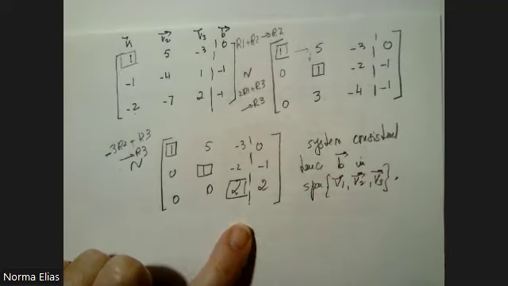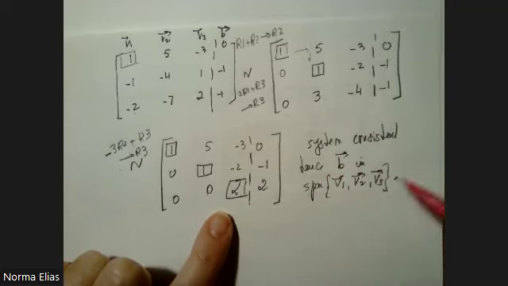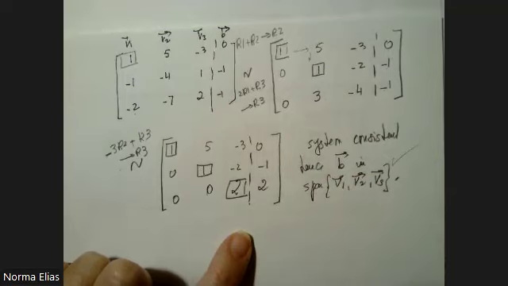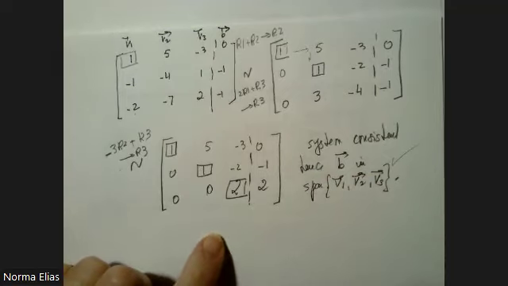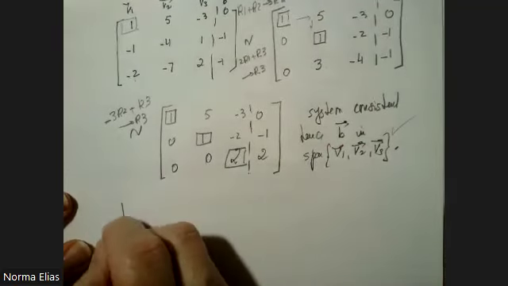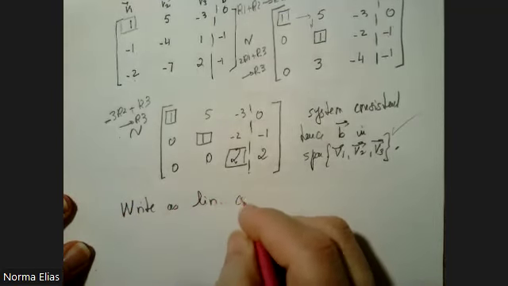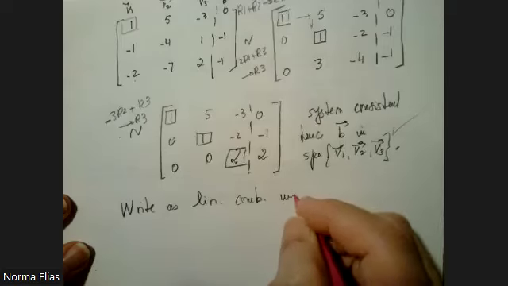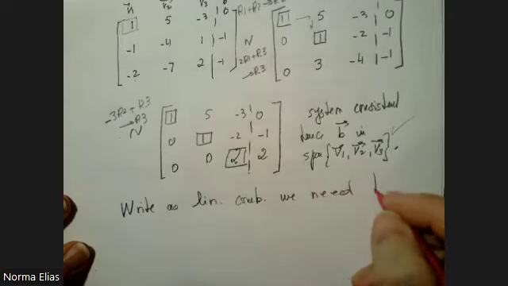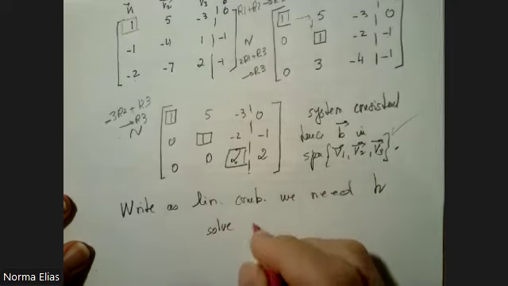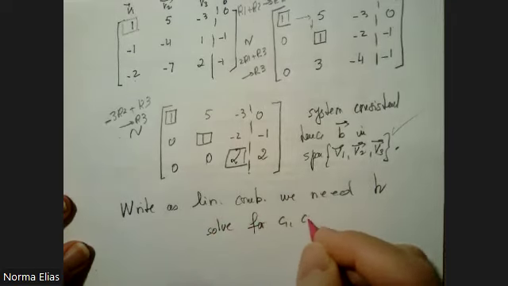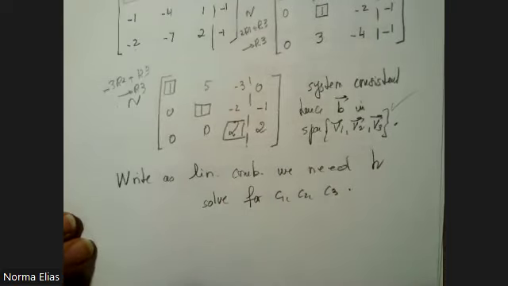So if the question is whether B is in the span, once you know that the system is consistent, you're done. However, I'm also asking you, if so, write it as a linear combination. So at this stage, I'm asking you to solve the system. So part 2, we're going to write B as a linear combination. For that, we need to solve for the weights.